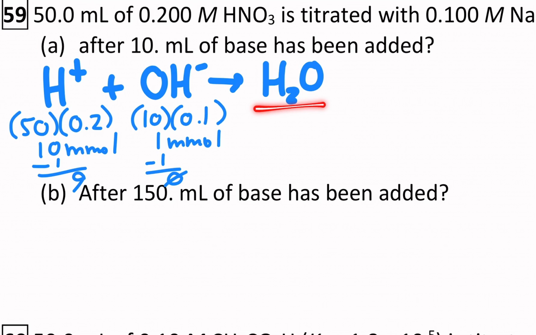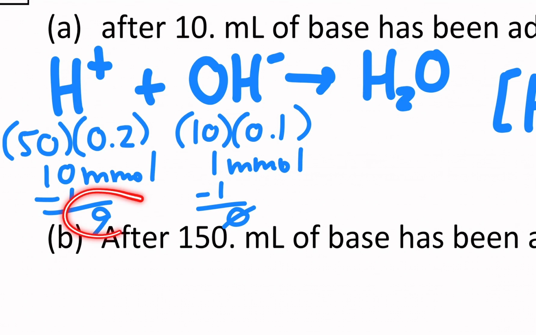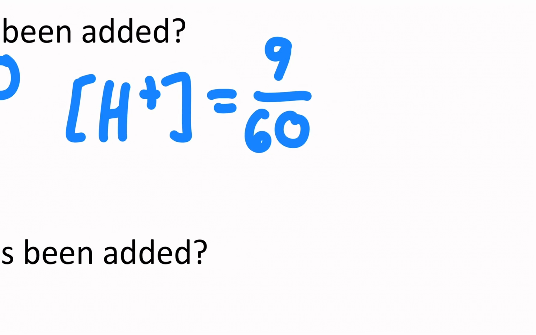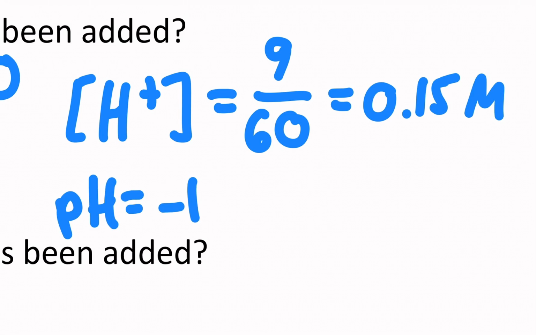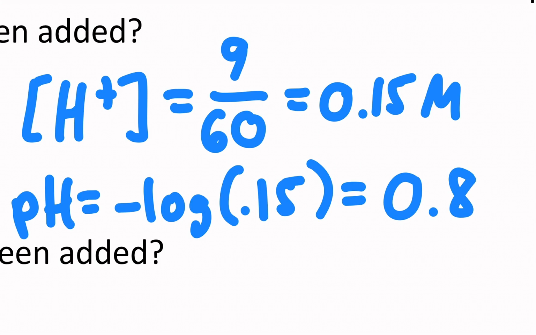Yes, I'm going to gain some water, but it doesn't affect the molarity of H+ or OH- ions appreciably, so I'm not going to factor in that 1 millimole of water. We could, but it's not really going to make a difference in the total volume. So all I care about is what's my concentration of H+ at this point. Well, it's this leftover 9 millimoles divided by a total volume of 50 plus 10, which is 60, and I get 0.15 molar. The pH is therefore just the negative log of 0.15, and we get 0.82.